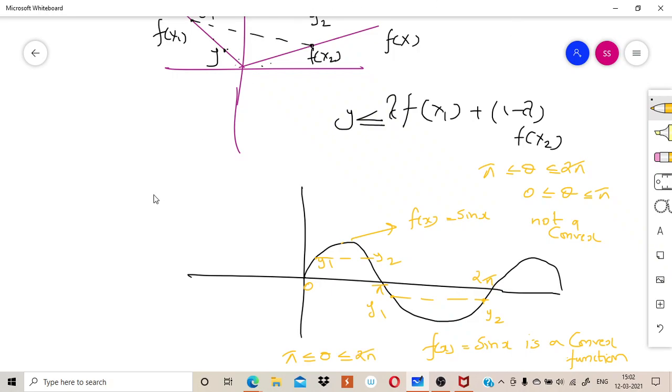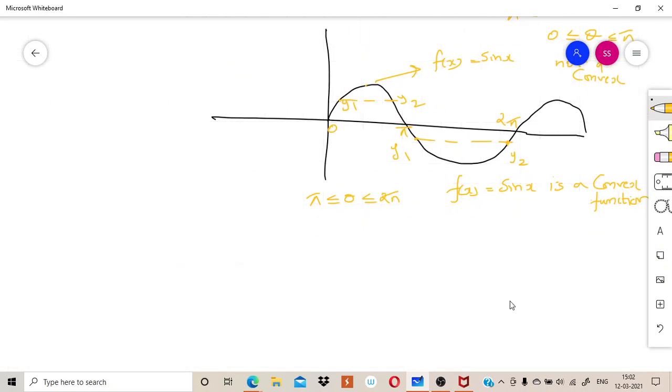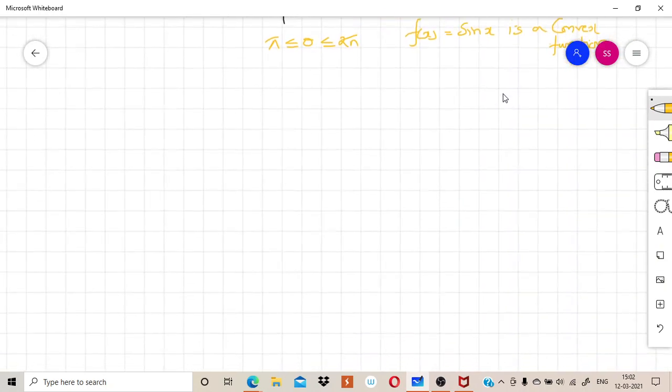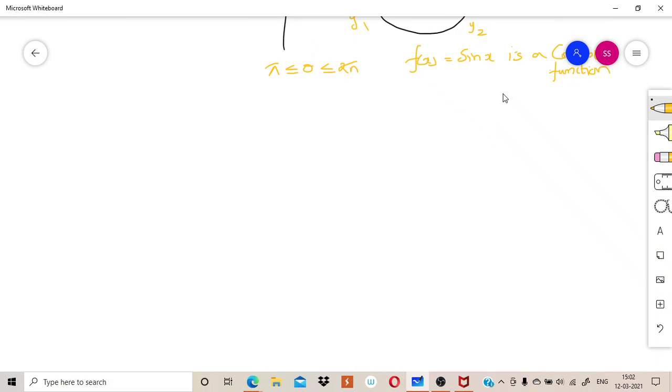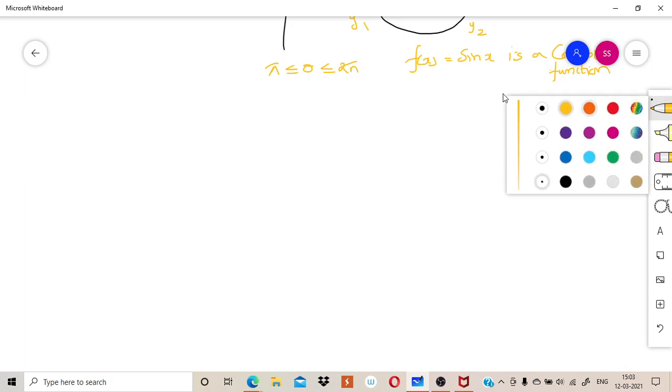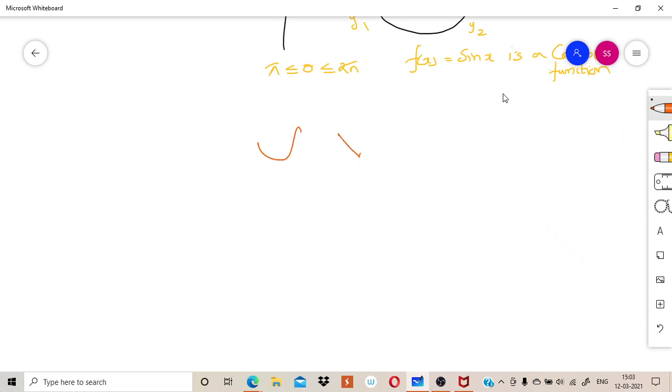So that is the definition of a convex function. This is just for your information. Now you will get a conclusion in this convex function, that it can be seen that a convex function is always bending upward, like this, or like this, or like this.